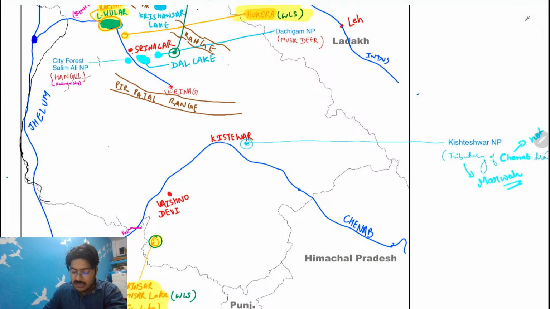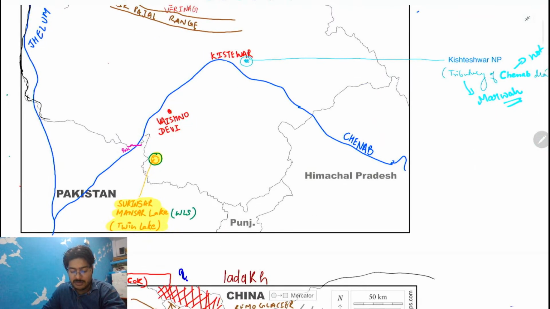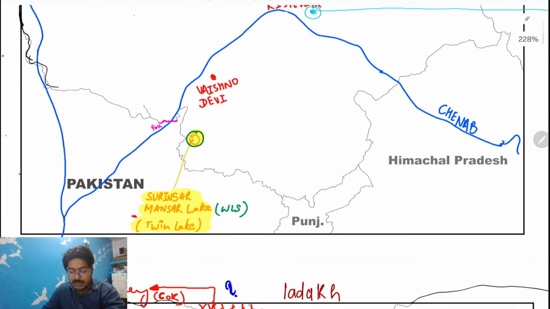ठीक है ना? And next, this is the Chenab River going there. Chenab, this is the overall path of the Chenab. ठीक है ना? And here you have the Vaishno Devi. You must have heard about this too. Religious place, Vaishno Devi.